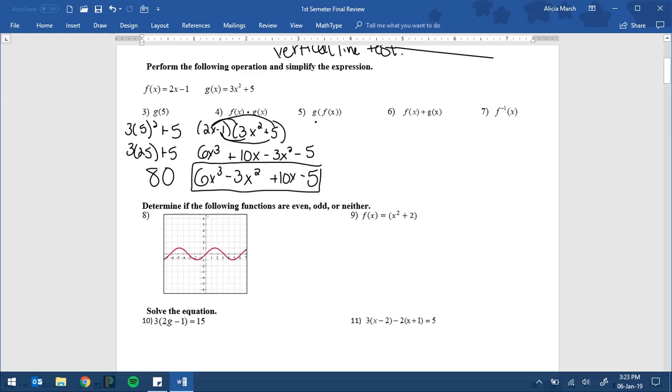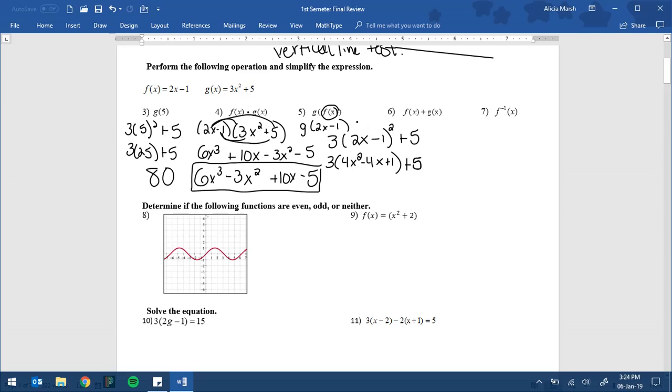Okay. Number 5 is g of f of x. So what that means is I'm going to take f, it's composition, remember, so I'm going to take this f, plug it into g. So it's g of 2x minus 1. So that tells me I'm going to take g, start writing it out, but I'm going to plug f, 2x minus 1, in for the x. So I have to FOIL 2x minus 1 first. I believe that's 4x squared minus 4x plus 1.